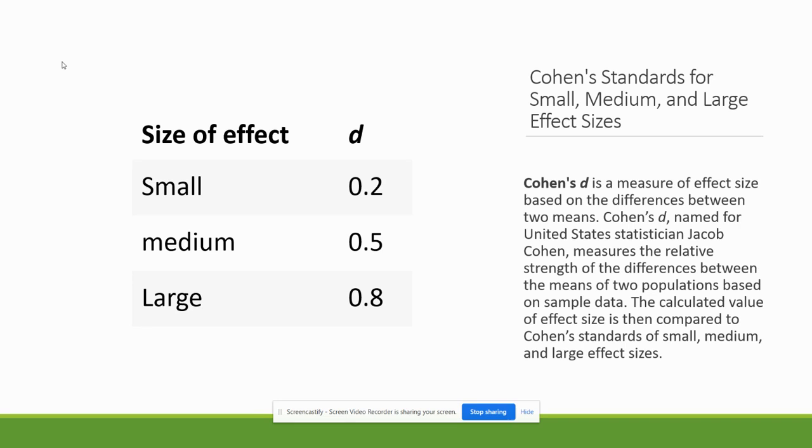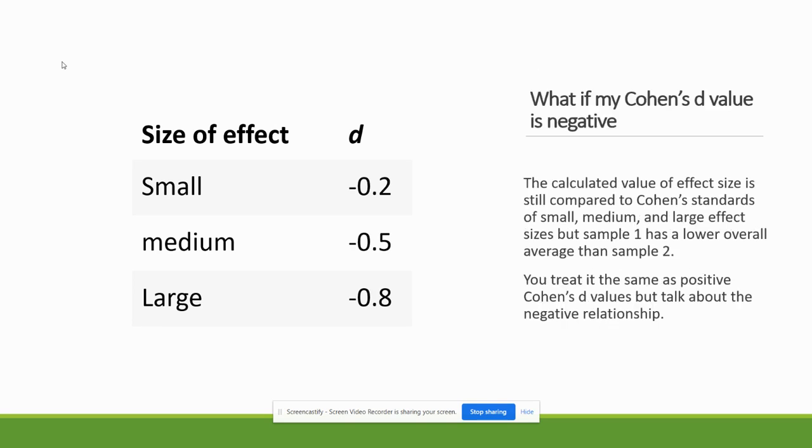The calculated value of the effect size is then compared to the Cohen standard of small, medium, and large effect size. So small is anything 0.2 and below, medium is 0.5. So remember, you could have a small to medium effect size, and you could think it'd be 0.35. You can have large effect size, which could be anything 0.8 or over. So just make sure that you know those things.